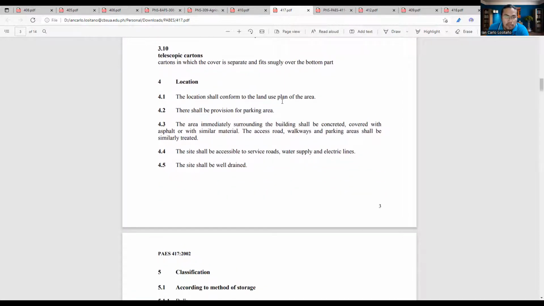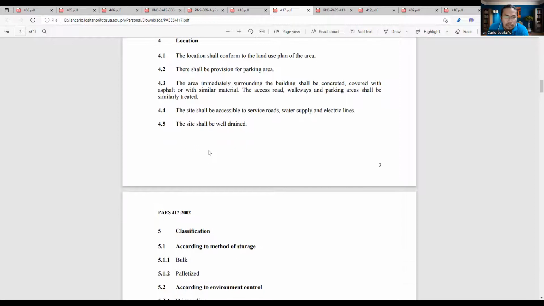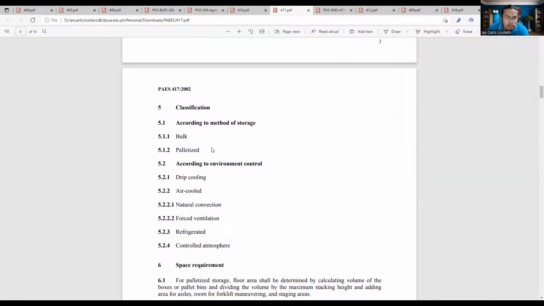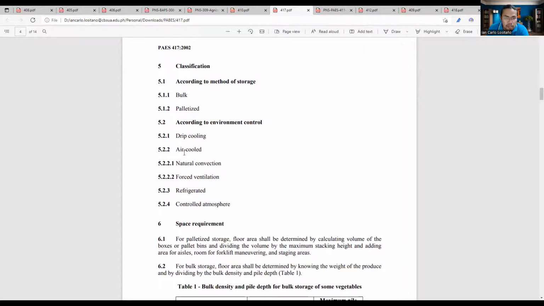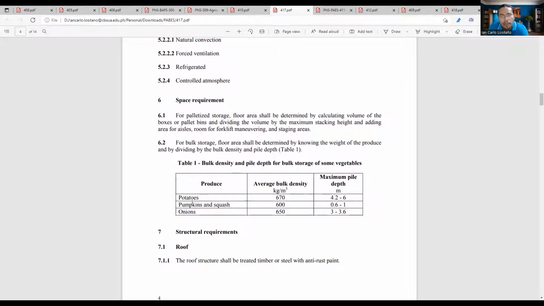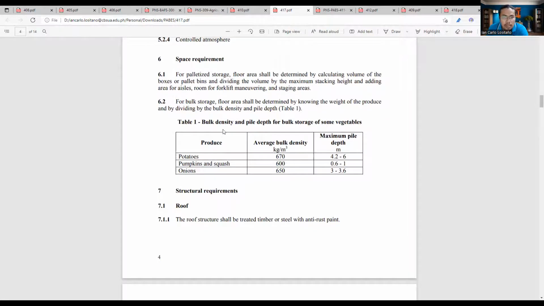The location should conform to the land use plan. There should be provision for a parking area. Again, classifications of these kinds of storage are according to the method. It could be bulk or palletized, and according to environment control: drip cooling, air cooled, natural convection, forced ventilation, refrigerated, or controlled atmosphere. So this discussion will be minimal, just in passing, because that should be in environmental control engineering. But the structural components should be discussed in detail.